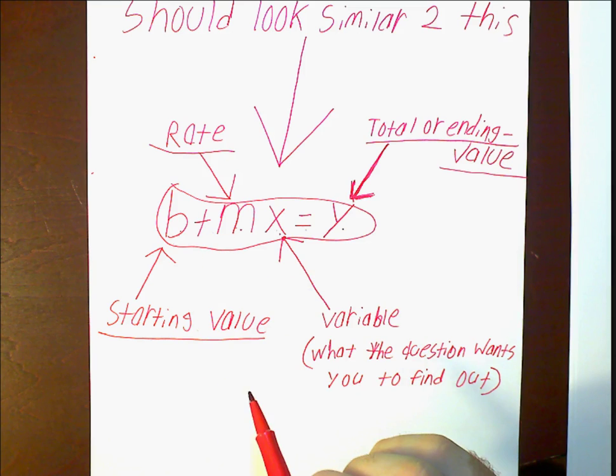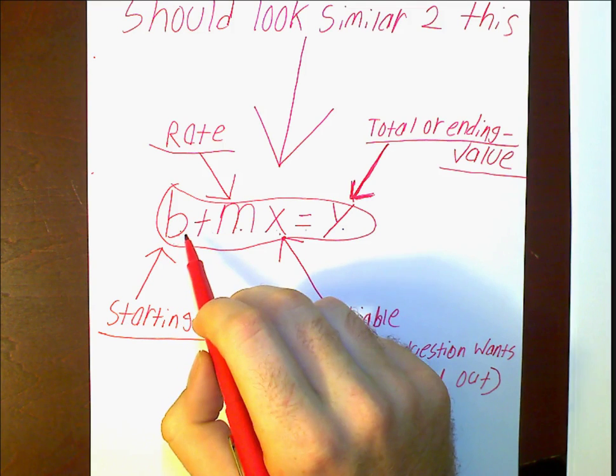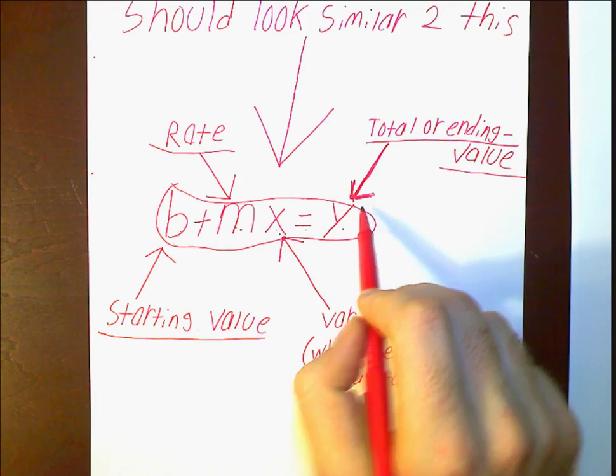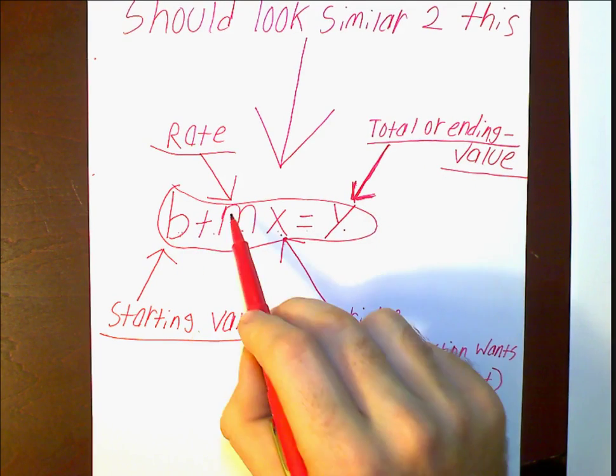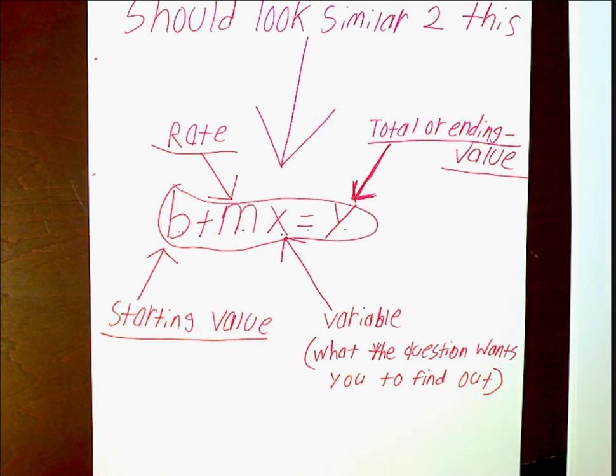But sometimes that's not the case. Sometimes there won't be a starting value. Sometimes you will only have a rate and an ending value, or you may not have an ending value, only a starting value and a rate. It depends on the problem. So that's important to remember.